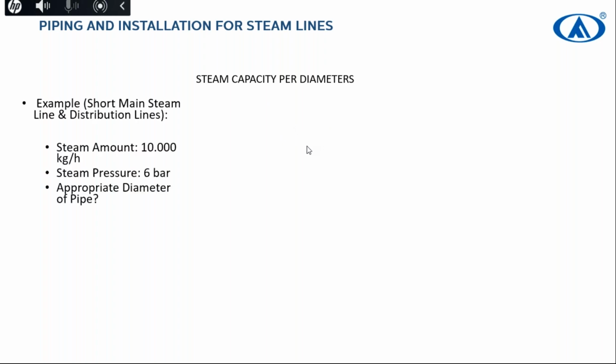Piping and installation for steam lines. This is the most important thing for efficiency. Let's check, for example, in steam distribution lines, the amount of steam is, for example, 10 ton per hour. It means the boiler capacity of your system is 10 ton per hour, and the pressure is 6 bar. What should be the appropriate diameter of pipe?